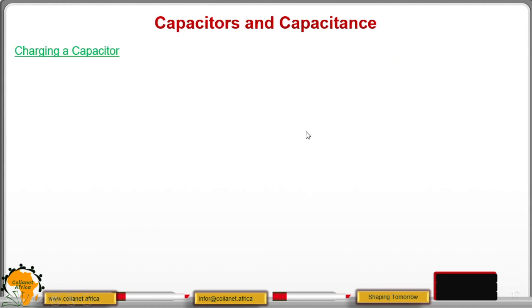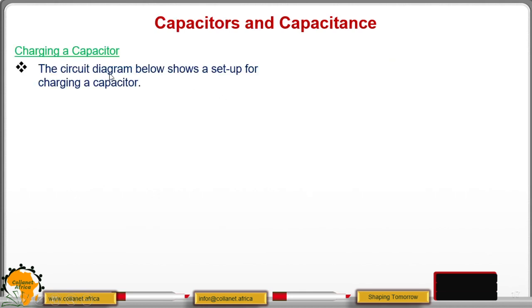From there, we can move to charging a capacitor. Now, remember we've said that a capacitor stores charges, but where does it get these charges from? We have to put charges to it through a process that we call charging. And during charging, we have this kind of circuit.